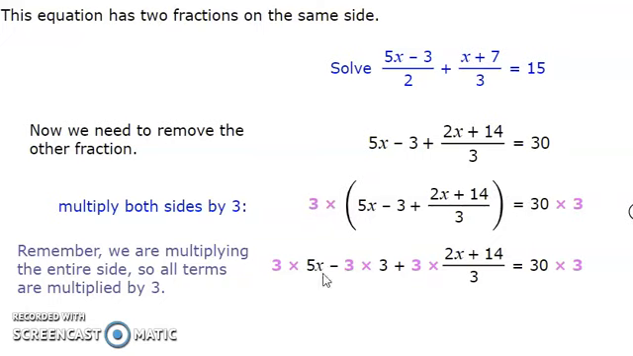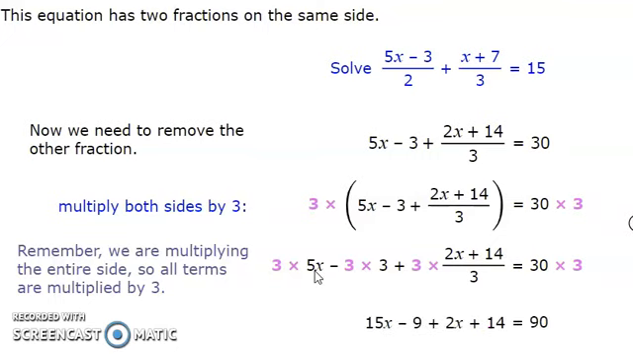So 3 times 5x, you can see here, and 3 times 3, as the sign is negative, so it is negative. Then here it is positive, so positive: 3 times 2x plus 14. Now in the last step, 3 and 3 will get cancelled. That we will see in the next step. And here it is also multiplied by 3, so 30 times 3. In the next step, this and this will get cancelled.